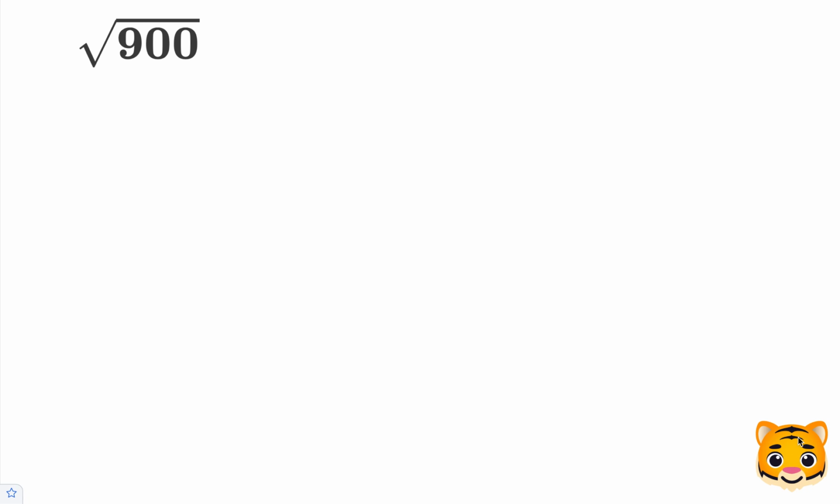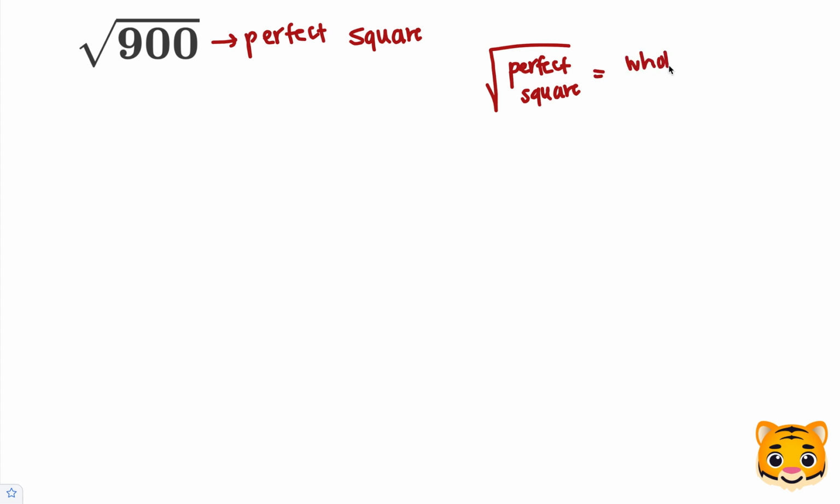In this example, we will be evaluating the square root of 900. 900 is an example of a perfect square. A perfect square is a number that if you take the square root of that perfect square, you end up getting a whole number answer.